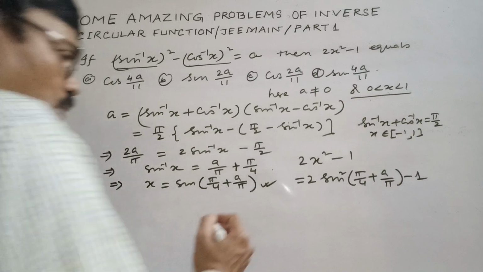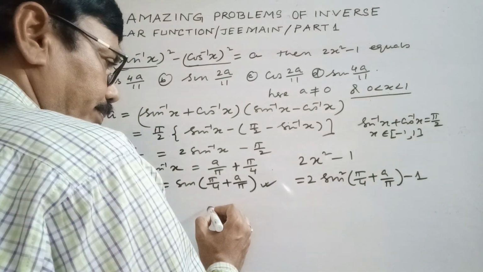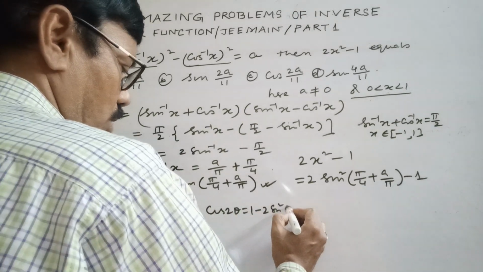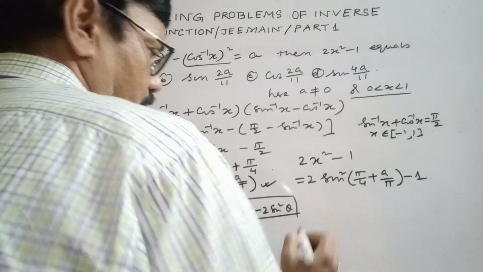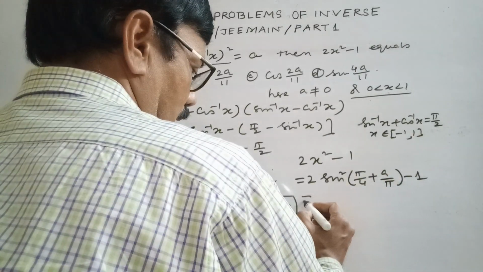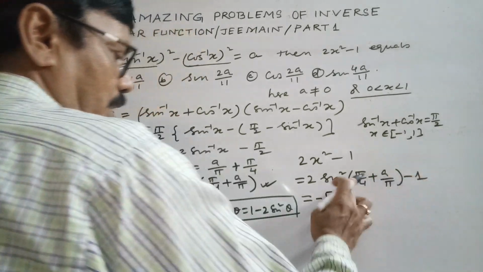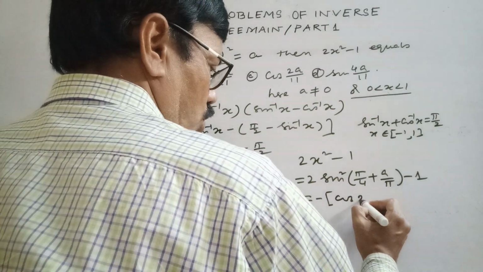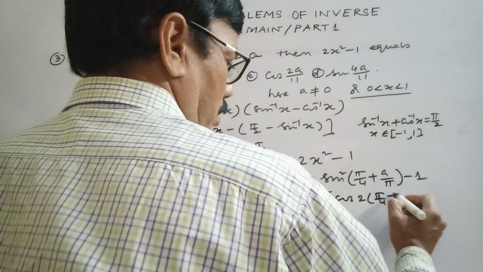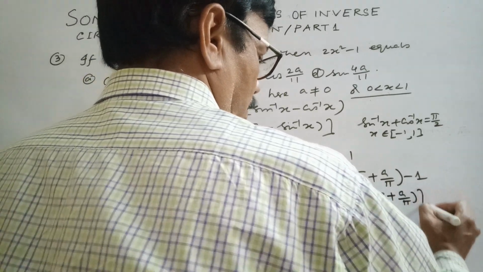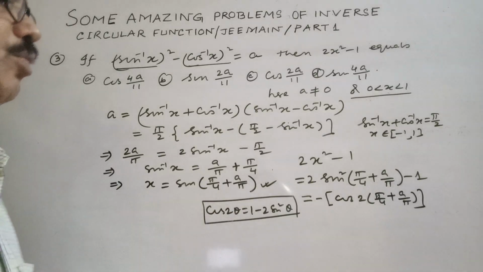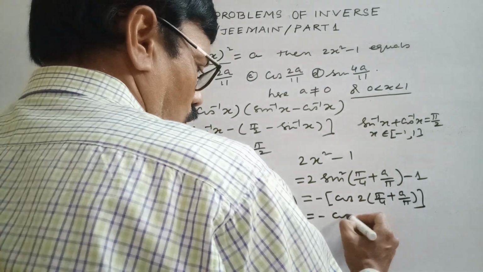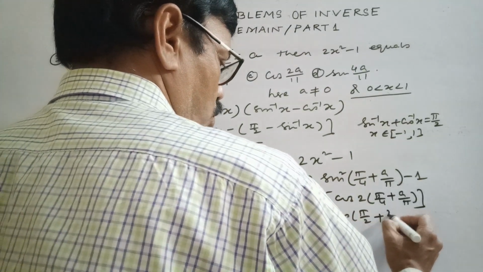Now we know cos 2 theta equals 1 minus 2 sin square theta. If we take minus common, so 1 minus 2 sin square theta, this is cos 2 theta. So cos 2 into pi by 4 plus a by 2. By this very formula, we are getting this one. Now minus cos pi by 2 plus 2a by pi.